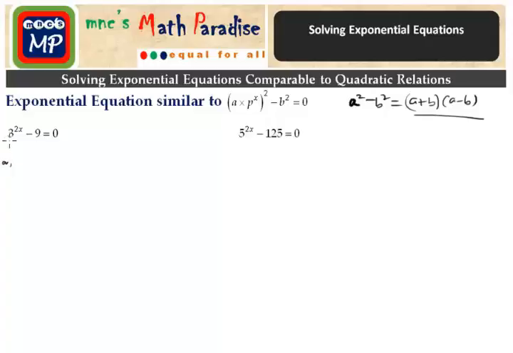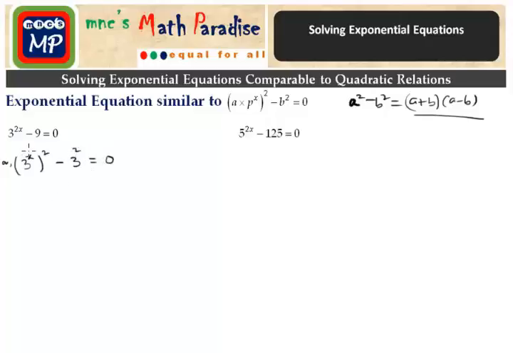Here, 3 to the power 2x minus 9 equals 0. This 2x power is very crucial. We can write it as (3 to the power x) squared, because we know power on power will multiply. So x and 2 multiplication will give us the power 2x. Minus 9 can be written as 3 squared equals 0.